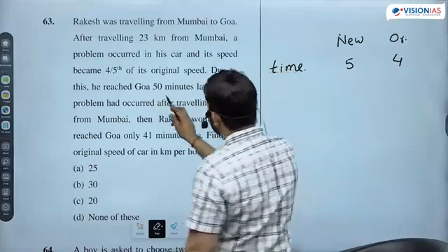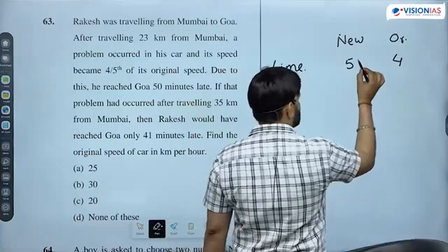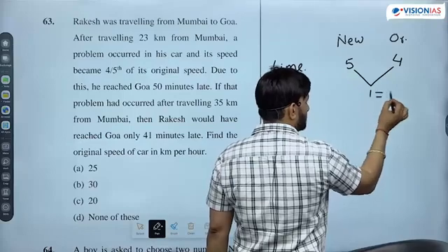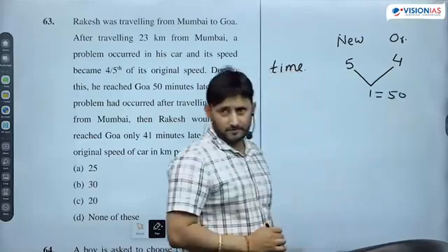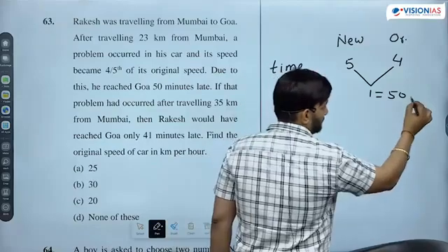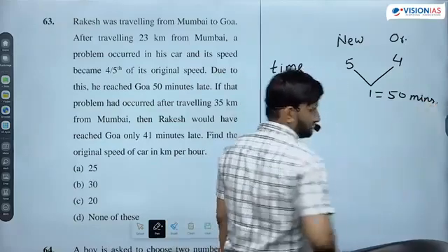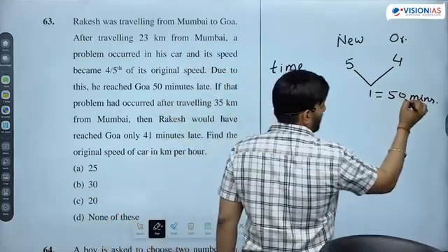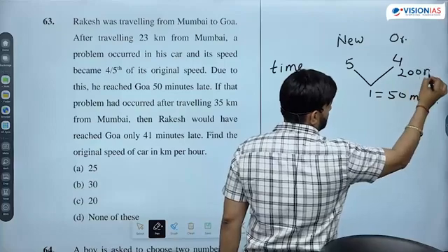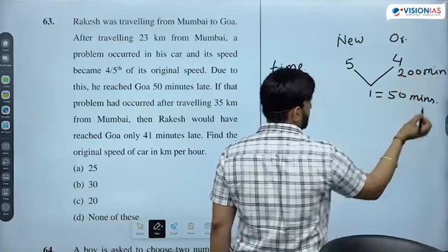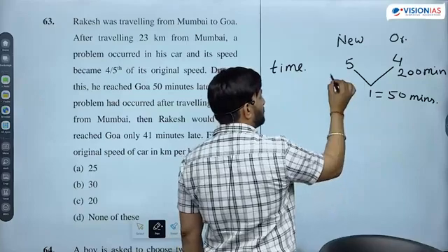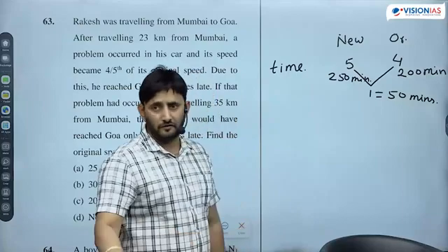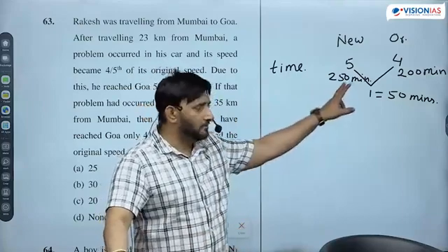Due to which he reached Goa 50 minutes late. So how much gap should there be between these two timings? There should be a gap of 50 minutes. So if the original time was 50 into 4, that is 200 minutes, then the time taken now will be 250 minutes. So the person will be late by 50 minutes.